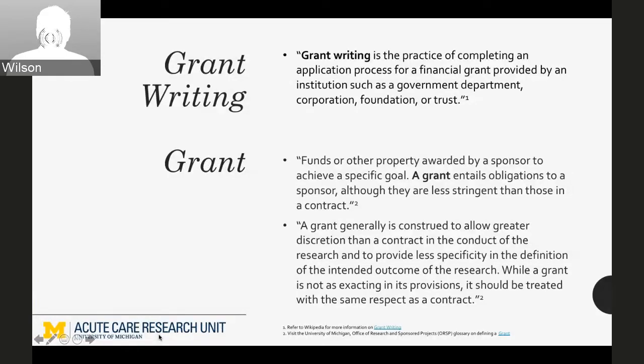Grant writing is the practice of completing an application process for a financial grant provided by an institution. These institutions may include a government department, corporations, foundations, or a trust.